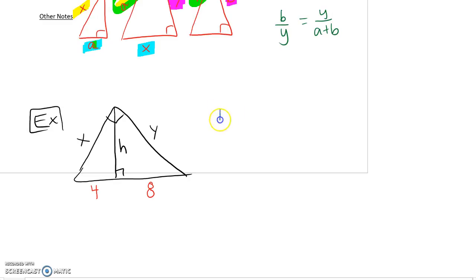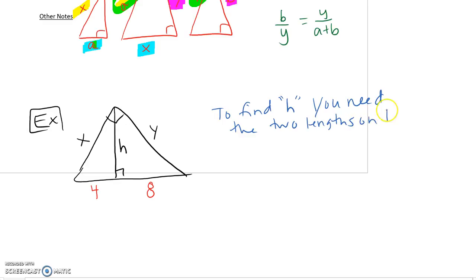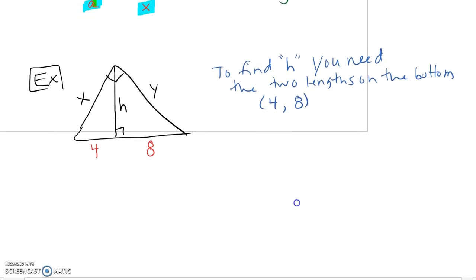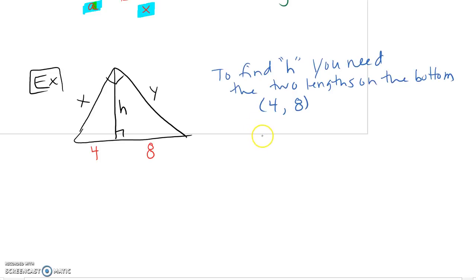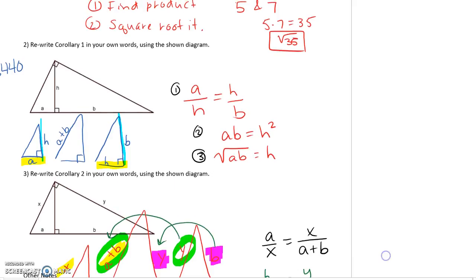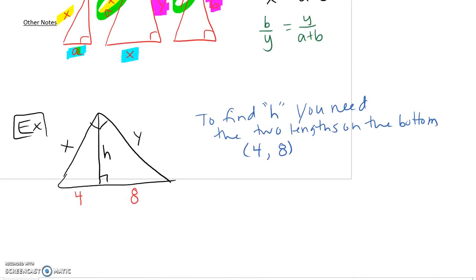To find H, you need the 2 lengths on the bottom, specifically 4 and 8. So let's see if I can be consistent. A, which is left over H, is H over right. So left over H equals H over right.